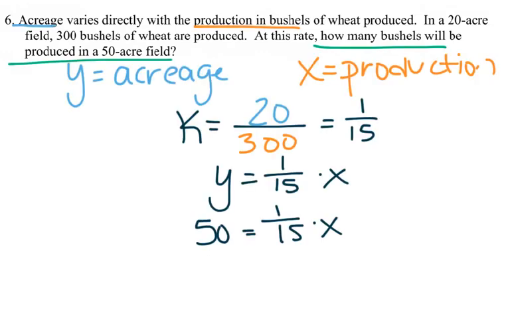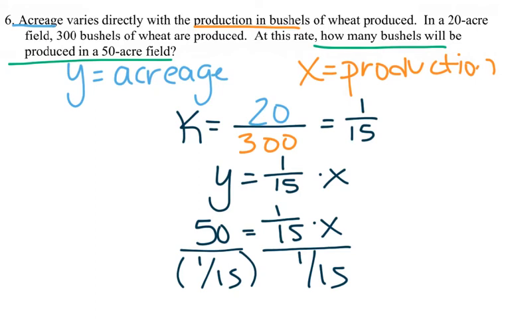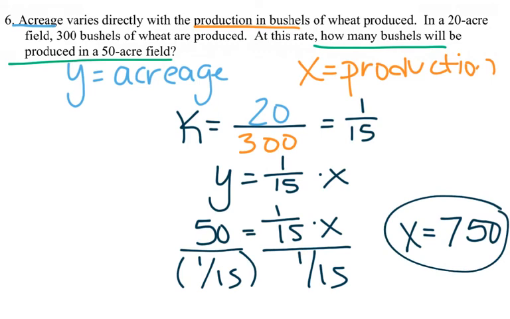Okay, so the only way to get, well, not the only way, there's two things you could do. And it just depends on how you were taught. You could divide both sides by 1/15, or you can multiply both sides by 15. I'm just going to divide just because that's what I do. If you do this, you have to put parentheses around 1/15 because it is a fraction. So if you get a different answer than me, check to make sure that you did that. Alright, so 750 is what you should get.